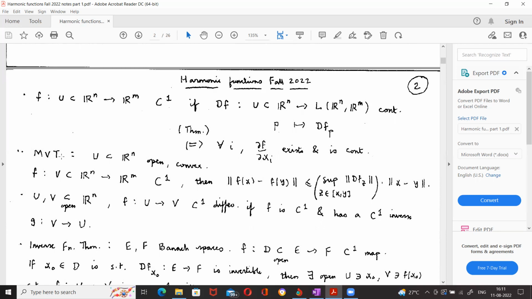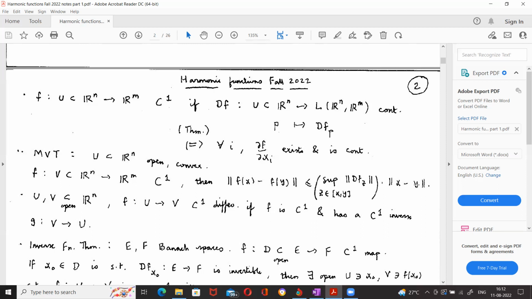So now let me recall the mean value theorem. So the mean value theorem for functions of one variable is an equality: f(x) minus f(y) equals f prime of some c times (x minus y). But in higher dimensions, we can't expect an equality. Instead, the mean value theorem becomes an inequality. So if I have a function f on an open convex subset of Rn, taking values in Rm, and suppose f is C1, then the mean value theorem says the norm of f(x) minus f(y) is less than or equal to the sup over z in the line segment from x to y of the operator norm of df at z, times the norm of x minus y. Okay.